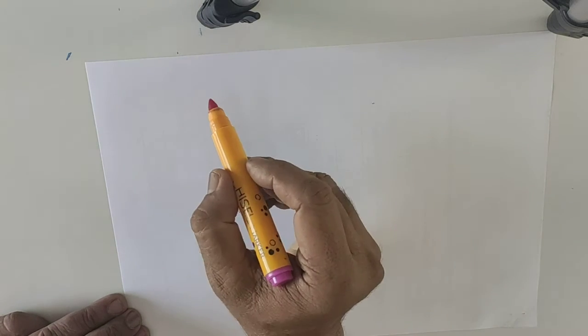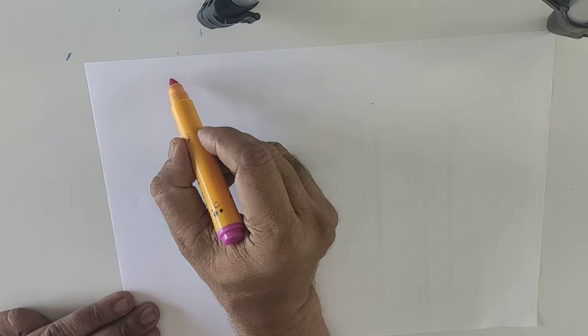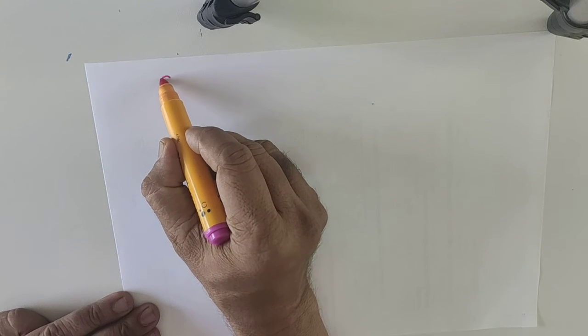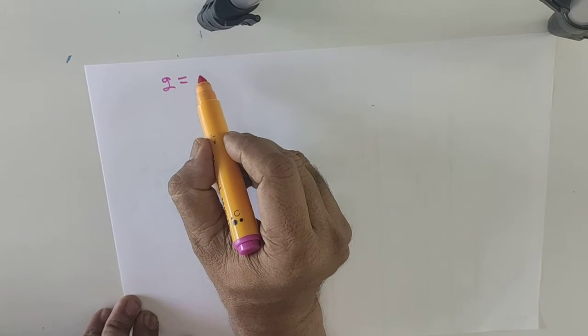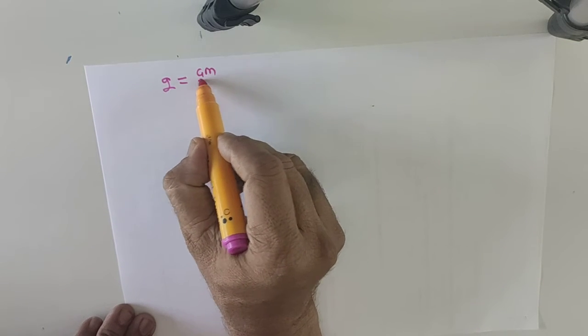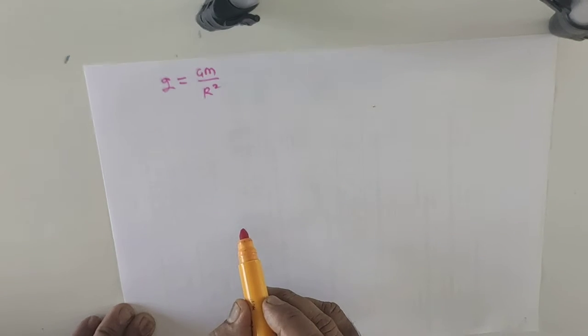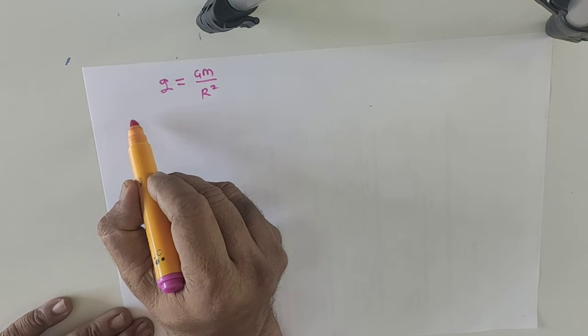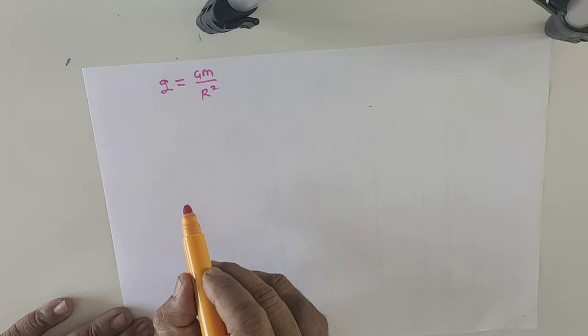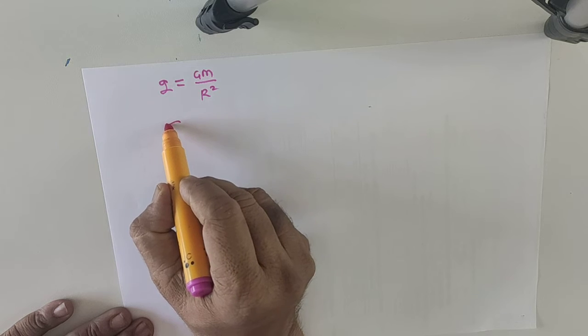Good afternoon. This is the next article from this chapter, gravitation, that is, G. What are the variations of the values of G? As we know, G is equal to GM upon R square. Here, what will be the value of G when the object is along the surface of Earth?